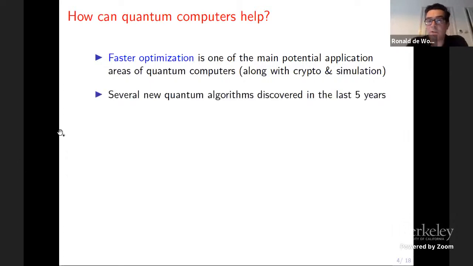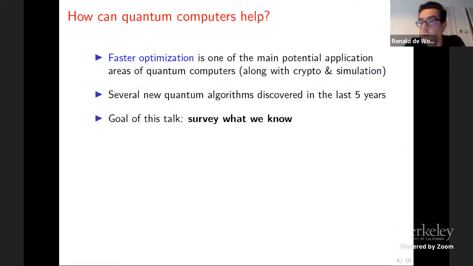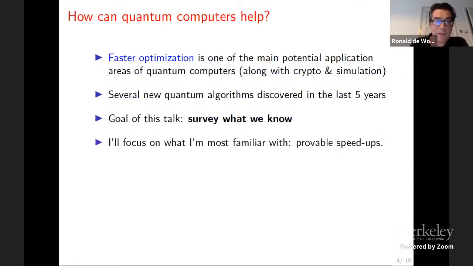And the good thing about optimization is that several new quantum algorithms have been discovered in the last 5 years. And the purpose of this talk is to survey these things, to survey what we know, not just the things from the last 5 years, but I will spend more attention to those recent developments. And I'm going to focus here on what I'm most familiar with, because those are the things I can semi-competently talk about, and those are provable speedups.